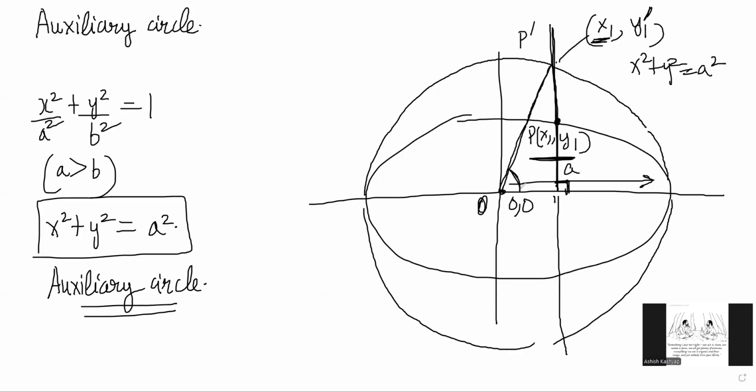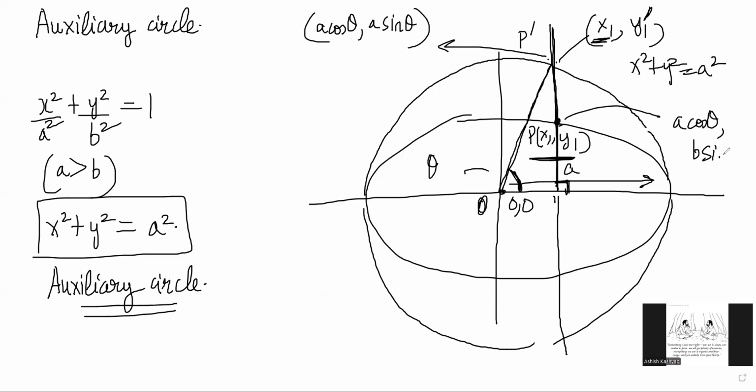So if this angle is theta, what we can say is this point would be a cos theta, comma a sin theta. But correspondingly, this point P would be a cos theta, comma b sin theta. Because if you put a cos theta in the ellipse equation, y comes out as b sin theta. So the theta angle that we are talking about here is the angle made by a point on the auxiliary circle with the major axis.